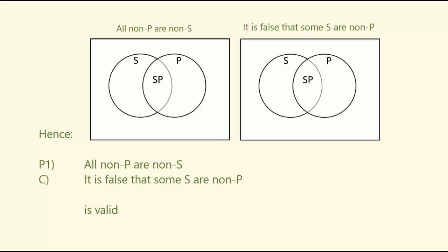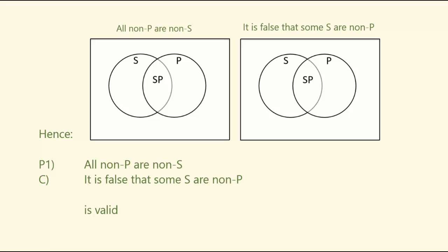or invalid. So if we have the proposition all non-P are non-S, and we want to see if that guarantees the truth of it is false that some S are non-P, we can use Venn diagrams to show that this argument is in fact valid. Notice that it's not obvious if you're just trying to think about those propositions intuitively. It's not obvious whether the conclusion follows from the premise. But let's take a look to see why it does.